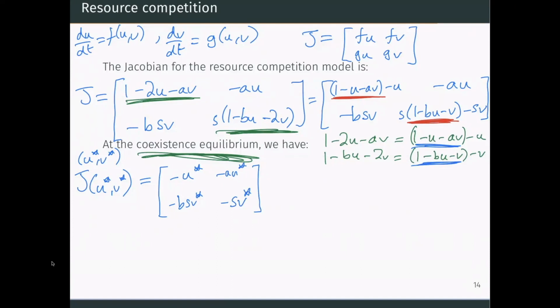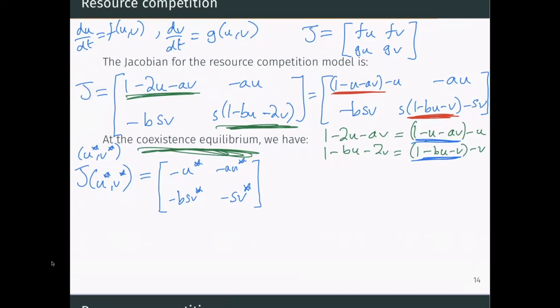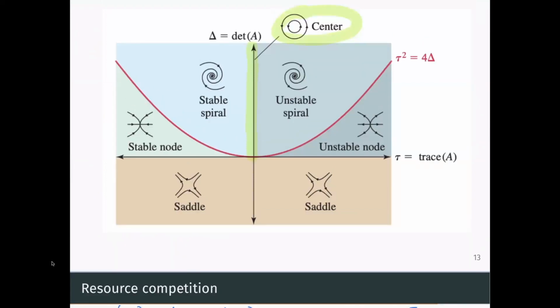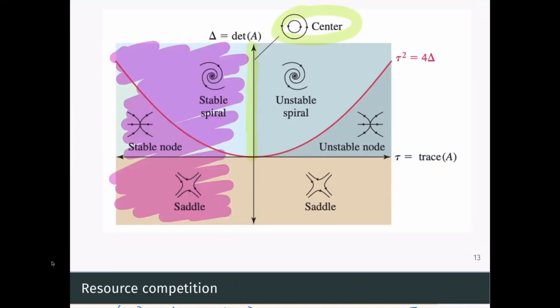Okay, so we've got our Jacobian here. So I can write down my trace here in terms of my U star and V star without having to do anything else at this particular moment in time. So our trace here is going to be minus U star minus SV star. And by definition, U star and V star are both positive. So we already know this has to be negative. So our trace is negative. That tells me if I go back up to this diagram here, my trace is negative. I can already tell that I am somewhere on this side. I have a stable spiral, a stable node, or a saddle.